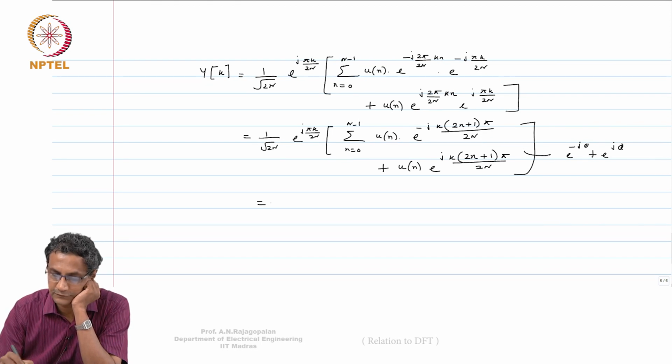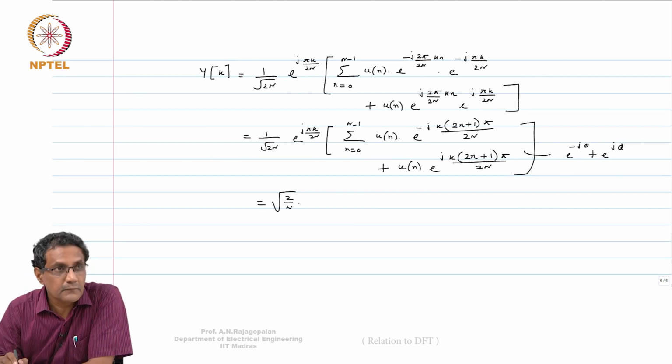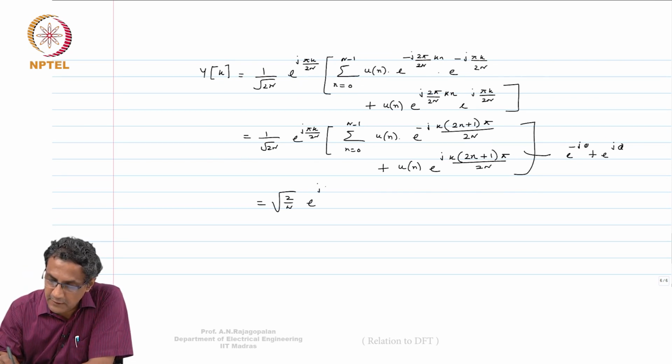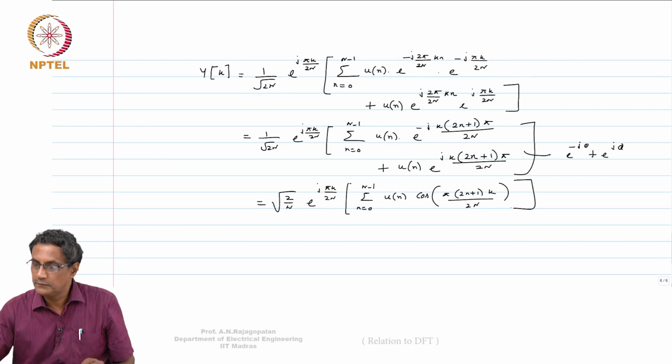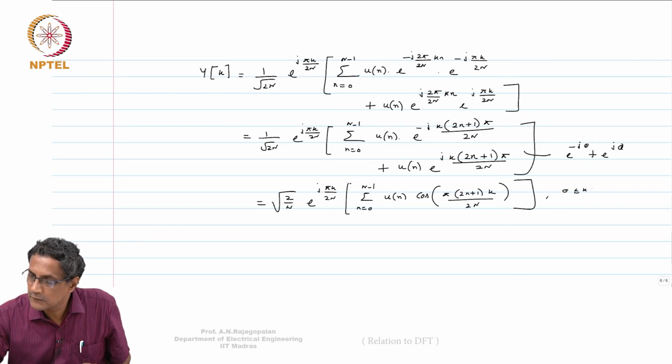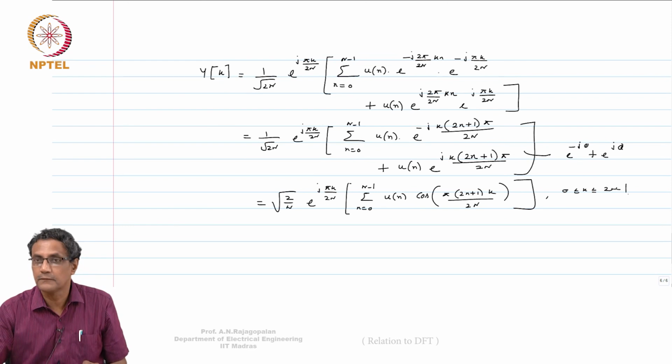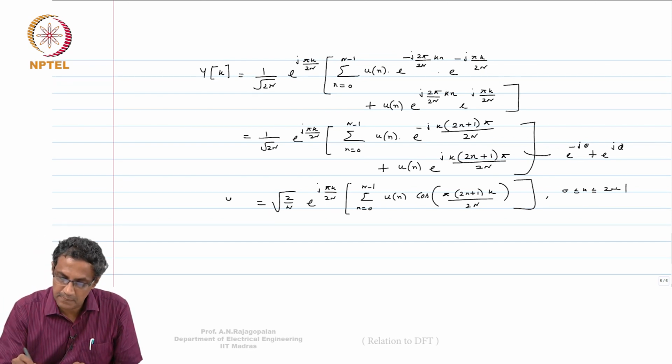So the 2 we can knock off here, and you will get root 2 by n, and then e raised to jπk by 2n, summation n equals 0 to n minus 1, u(n) cos of π(2n plus 1)k by 2n, for k less than or equal to 2n minus 1 still. Okay, this is y(k).